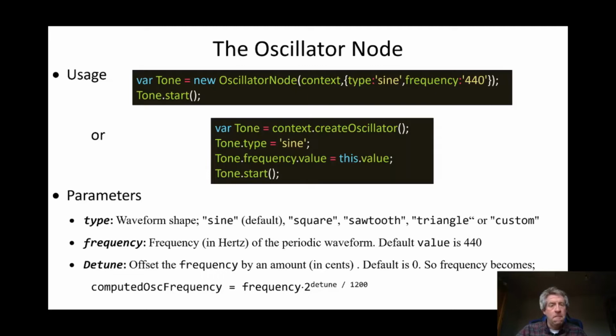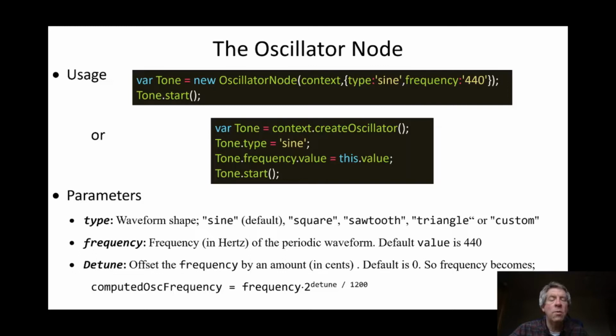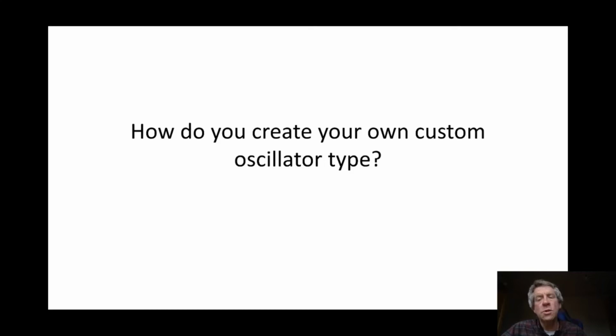So that's the start. And I would have shown you an example, but I already showed you a quite useful example showing creating an oscillator using an oscillator with modifying the type and the frequency. I showed you that in the Hello World in a previous lecture. But where things get interesting is when you want to create your own custom oscillator type, how do you do that?